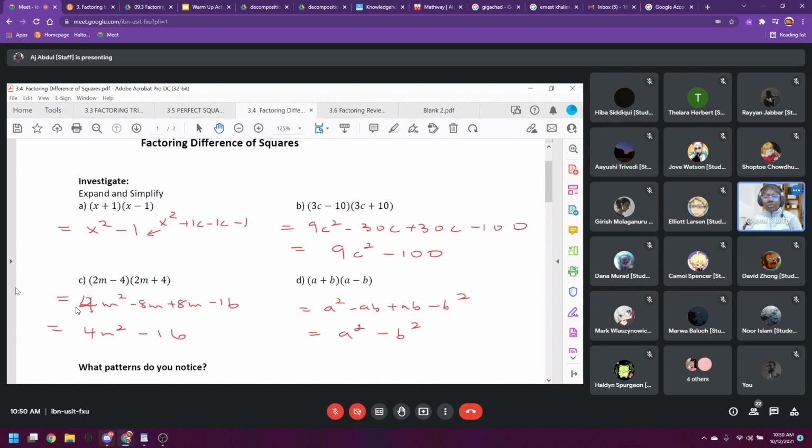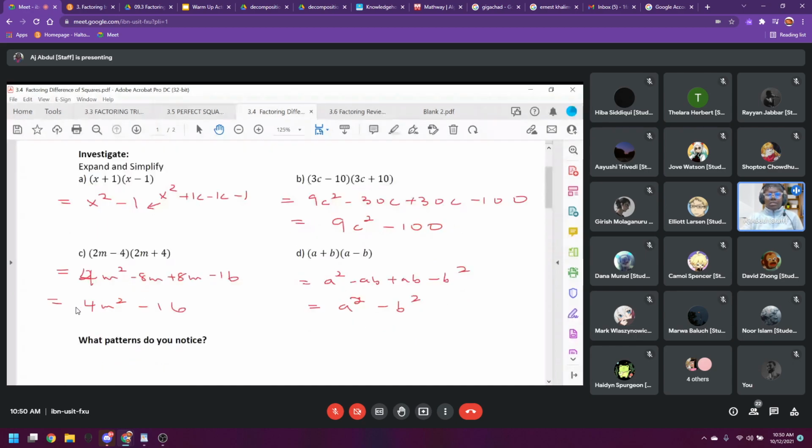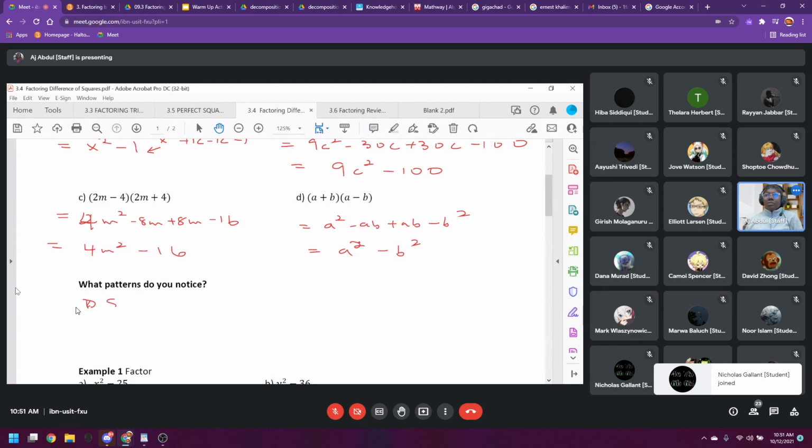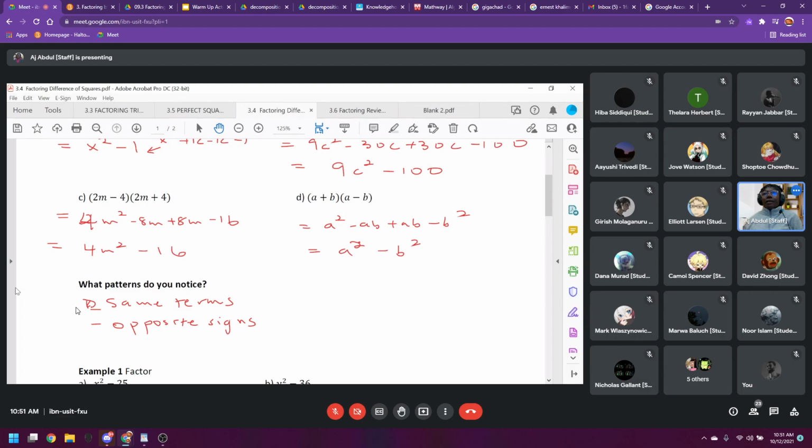All right. So first of all, we notice that the difference of squares is only the signs that is different. So opposite signs, let's say the same terms, opposite signs. That is the difference of squares. But what do you notice when we expand it? What do you notice about the product? What happens? Anyone?